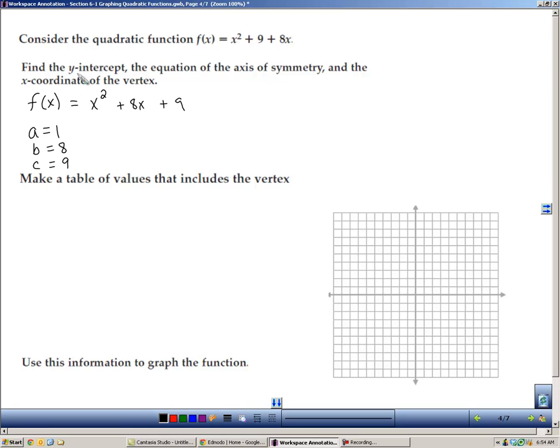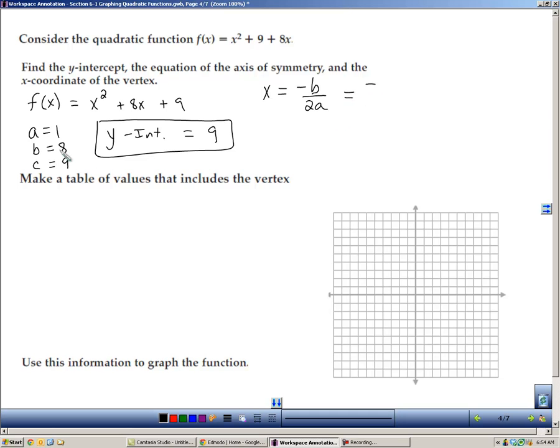That's important because my y-intercept, I'm told by the key concept, is the 9. It's that c value. So I know that my parabola is going to cross the y-axis at 9. The second thing I'm asked to find is the axis of symmetry. Well, how do we find that? We use the formula. Opposite of b over 2a.